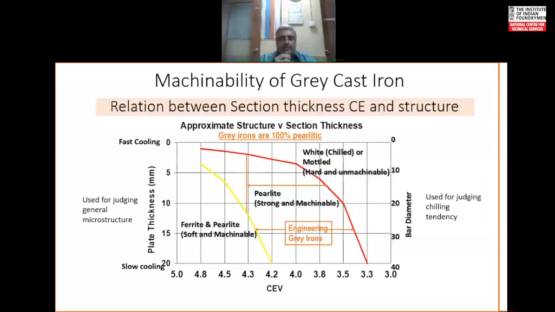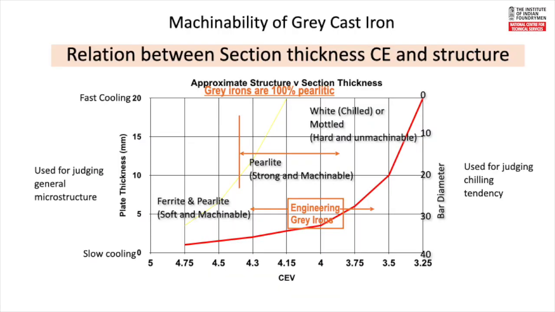And let's look at microstructures. On the left hand side, when you have higher carbon equivalents and higher thicknesses, you will have softer and machinable iron because you have ferrite plus pearlite. And a good amount of graphite also would have come out, and coarser graphite perhaps. While as the carbon equivalent goes down, which are marked as engineering gray irons, here the strength levels will go up. The microstructure will be sort of pearlite, and machinability will be pretty good.